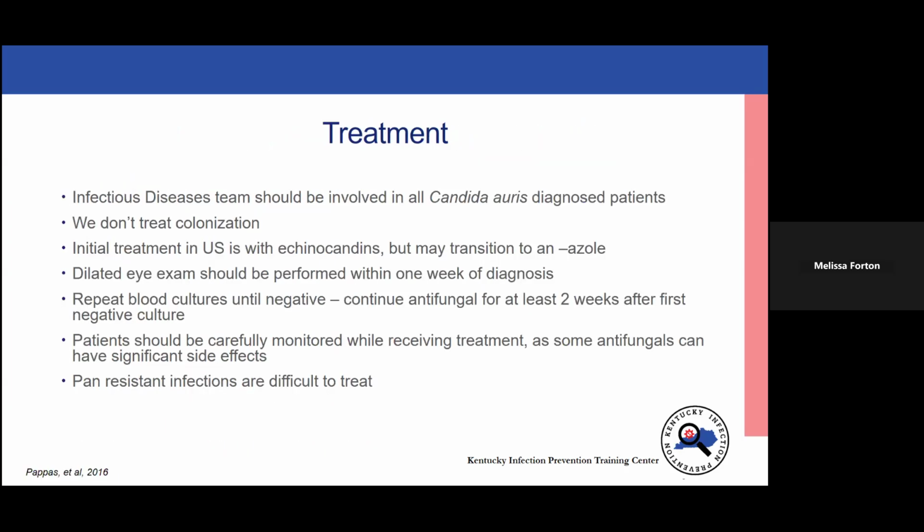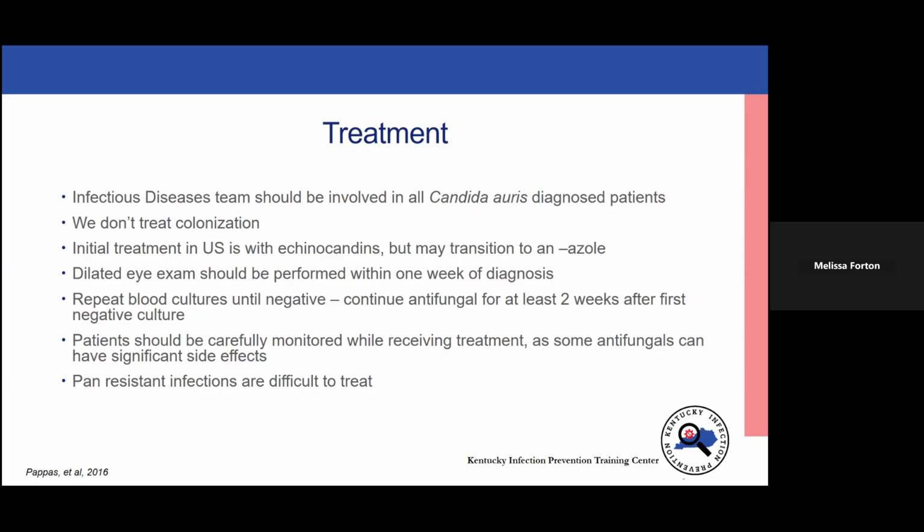Now, when we've identified a patient with a Candida auris infection, we need to make sure that the infectious diseases team is involved, that we don't treat colonization. So this would be for infection. So in the US, the initial treatment is with echinocandins, but once we get sensitivity, we may transition to an azole. Patients with an infection should have a dilated eye exam within 1 week.